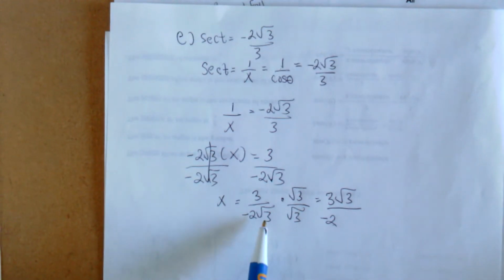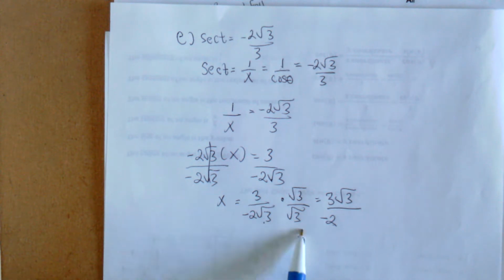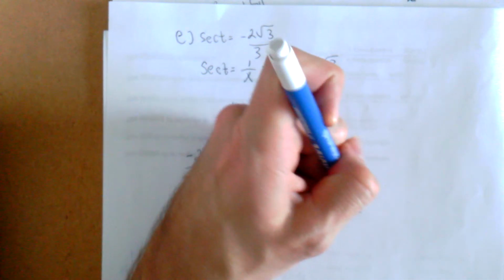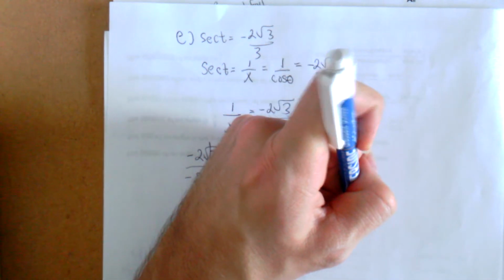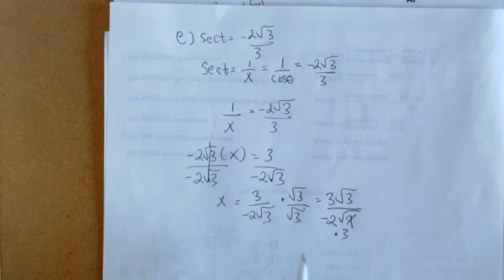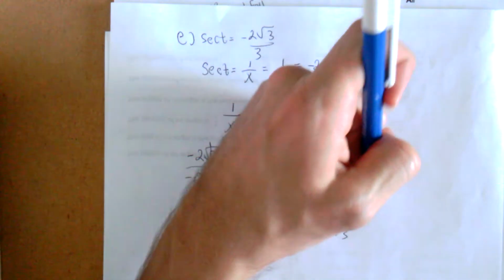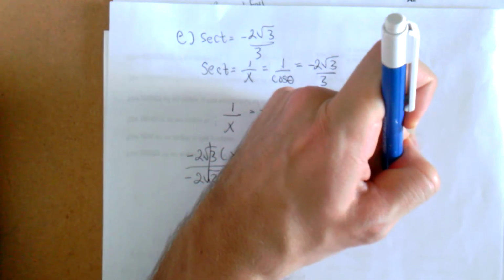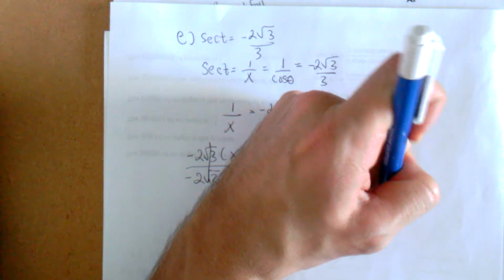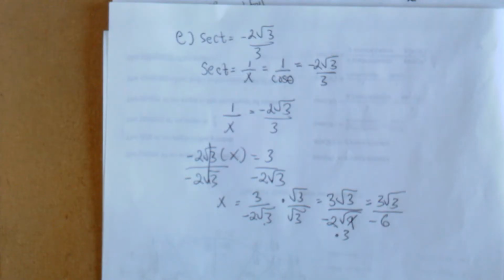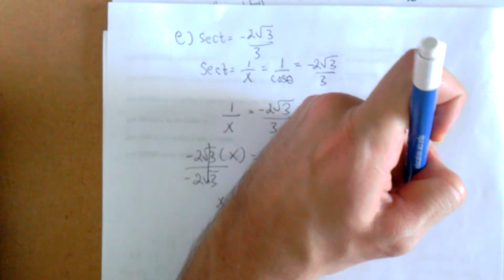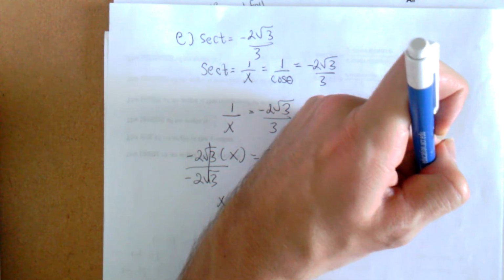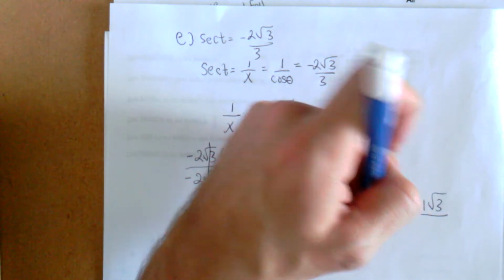And remember, when we multiply the square root of 3 times the square root of 3, we can just multiply the insides. That gives us the square root of 9, which just comes out as 3. So on the denominator, we have -2 times 3, so we have 3 square root of 3 divided by -6. We can simplify 3 over 6 by dividing both by 3, so we get 1 square root of 3 on the top over -2.